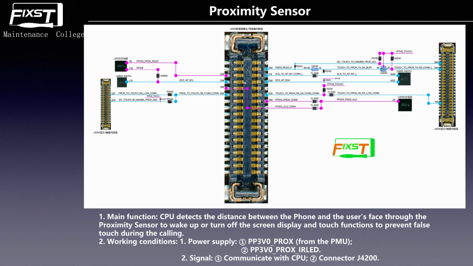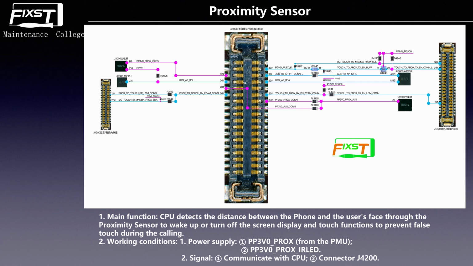Next, this is the proximity sensor. When we learn about the proximity sensor, we first need to know its main function. The CPU detects the distance between your phone and the user's face through the proximity sensor to wake up and turn off the LCD, the glass, the screen display and touch functions during our calls. For the proximity sensor to work normally, it also has two working conditions: power and signal.